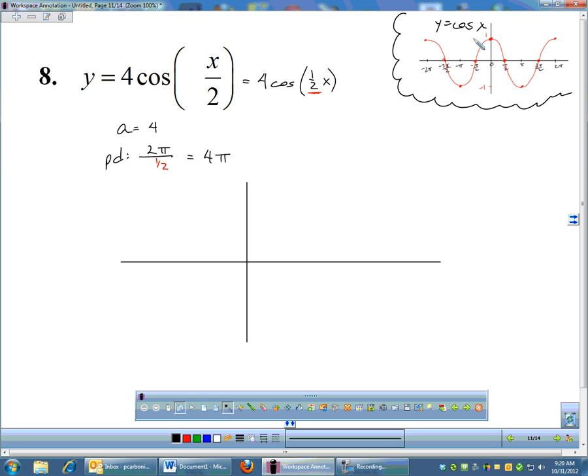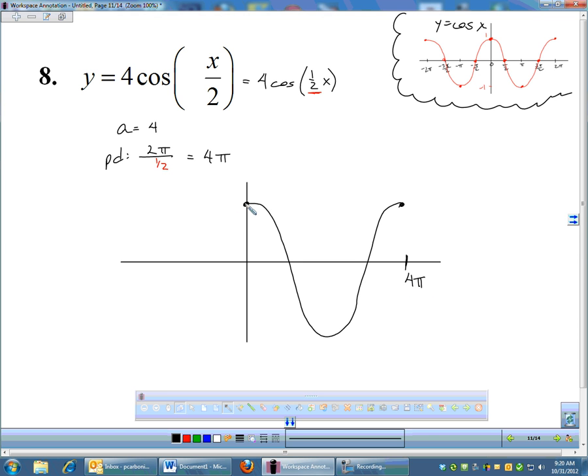I know cosine starts up high, then comes down and finishes up high. This is a positive cosine, so it's not going to flip. So I'm going to start up high, come down, and then finish up high. Remember, it's nice and smooth. And then my period from start to finish was 4 pi. So I know this x-coordinate is 4 pi.